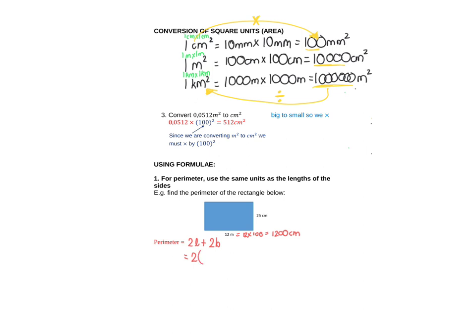So it's actually 2 times 1,200 plus 2 times 25. Therefore it gives you 2,400 plus 50, and that gives you a total of 2,450 centimeters around the shape.